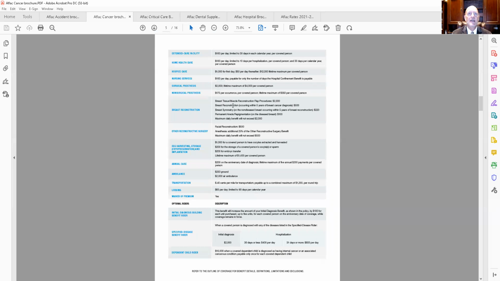The policy has a tremendous amount of benefits. I'm going to go ahead and just point out that it has a breast reconstruction, very in-depth one for breast surgery, has other reconstructive surgical procedures for cancer. It also has egg harvesting and cryopreservation. So this is a very detailed policy. It's one of the best cancer policies that's out there. It is in the top three.